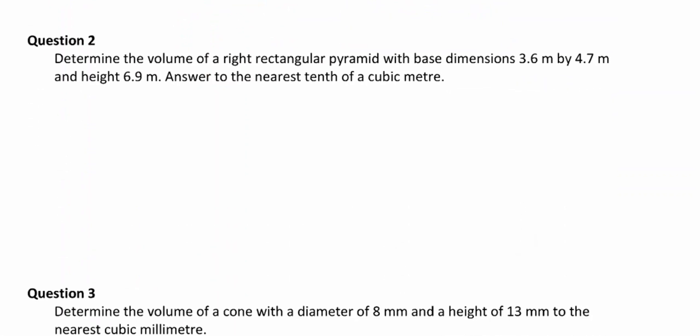All right, number 2. Determine the volume of a right rectangular pyramid with base dimensions of 3.6 by 4.7 and a height of 6.9. This one's actually going to be a little bit easier, because we've been given everything. They straight up gave us the height. So just plug it in. The volume is equal to, I'll just write down the formula, 1/3 length times width times height, for a pyramid.